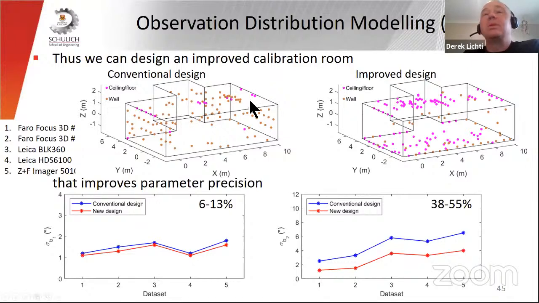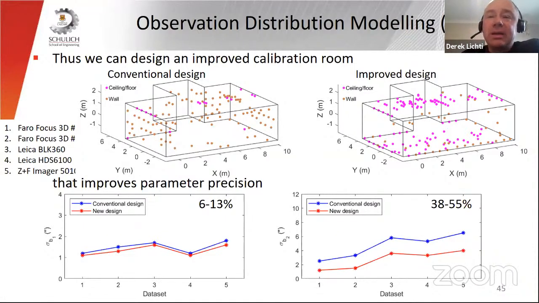So we have two rooms here, one with the conventional target design where we have many targets on the walls and only a few on the ceiling. And then on the right, we have the improved design where most of the targets are actually on the ceiling instead of the walls. And this does improve the parameter precision. Not so much for the B1, because B1, as I mentioned, is more or less constant for a good range of elevation angles. But for B2, we can see that we can almost double the precision essentially.